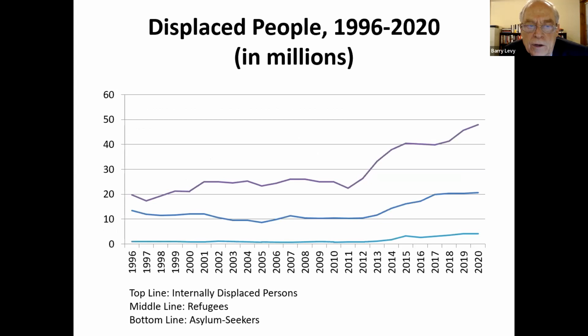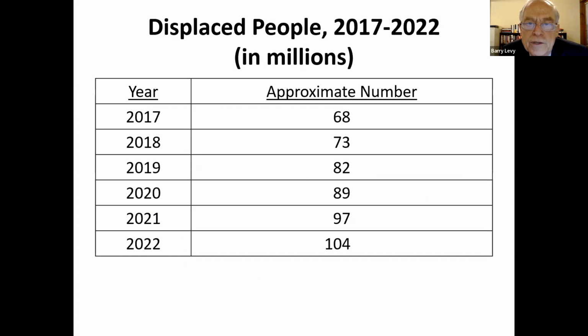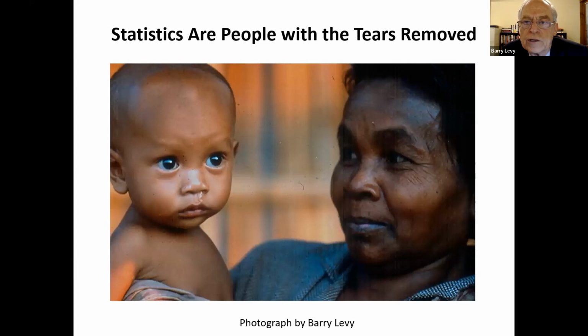There's been an increasing number of displaced people. The top line here are internally displaced people who are often worse off than refugees, represented by the middle line in this graph over time. And the bottom line is asylum seekers. This graph only goes up to 2020. And this next table shows the numbers of displaced people, total displaced people in approximate numbers going back to 2017, but showing the huge increase even since 2020, largely due to people uprooted during Russia's war in Ukraine. We need to keep in mind that all these statistics are people with the tiers removed.